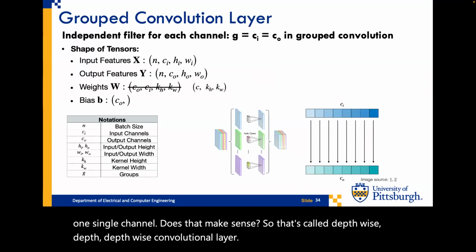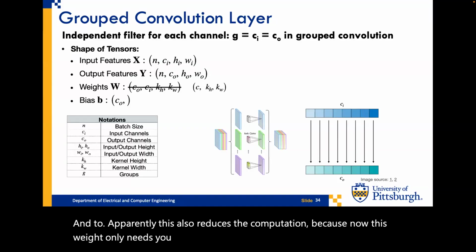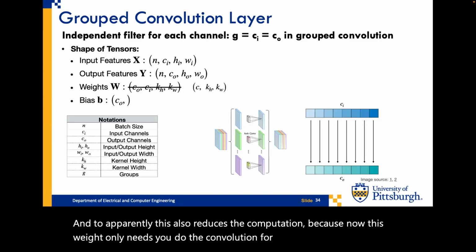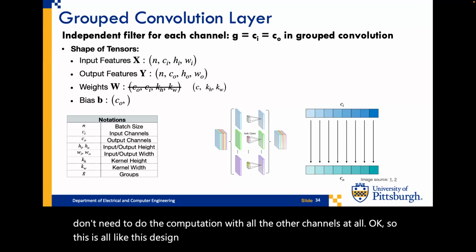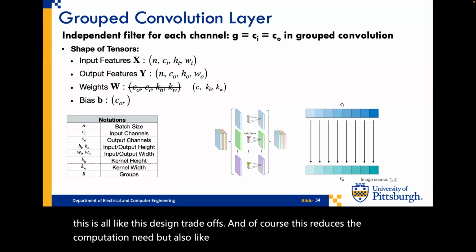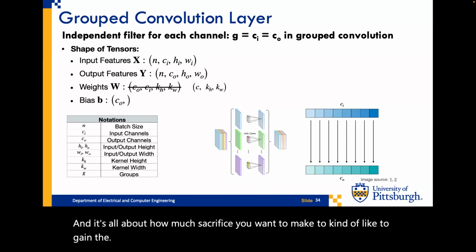And this also reduces the computation, because now this weight only needs to do the convolution for this particular channel and doesn't need to do the computation with all the other channels at all. Okay, so these are design trade-offs. This reduces the computation need, but also reduces the power of the network. It's all about how much sacrifice you want to make to gain the efficiency improvement.